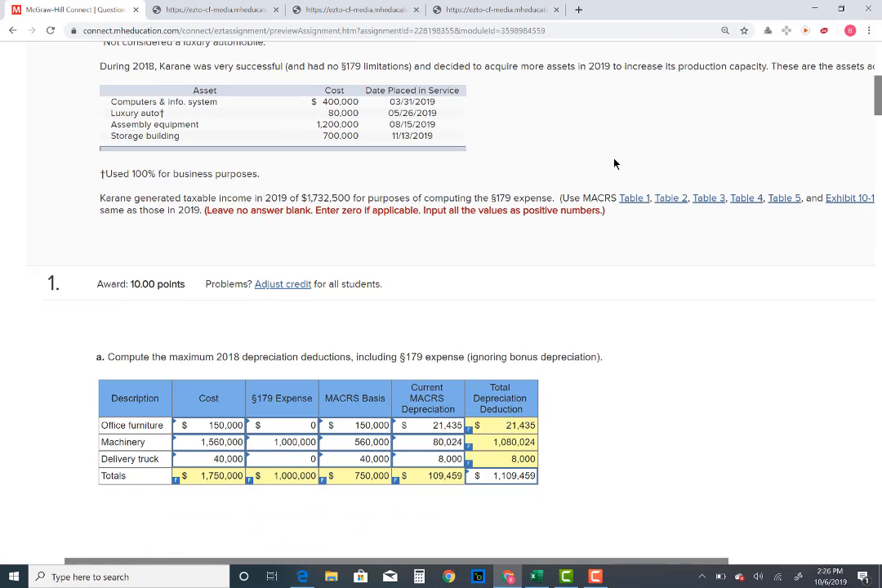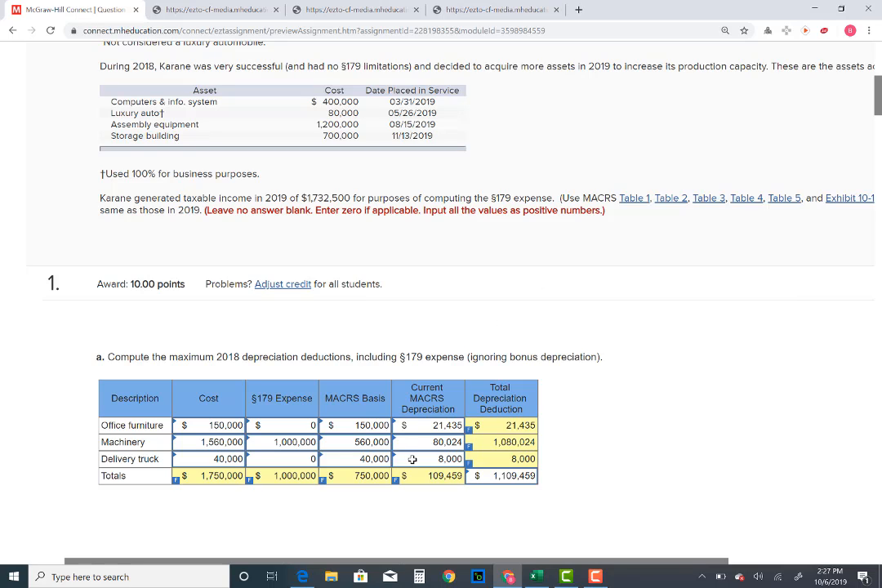So our first question here is asking us, what's the maximum 2018 depreciation? And it's asking including 179 expense. So this is Section 179. This is a special rule that in 2018, we're able to take a $1 million expense right off the bat, depreciate $1 million worth of assets, tangible, real assets. It got kicked up in 2019 to $1,020,000, so we're going to see that number come into play in a second.